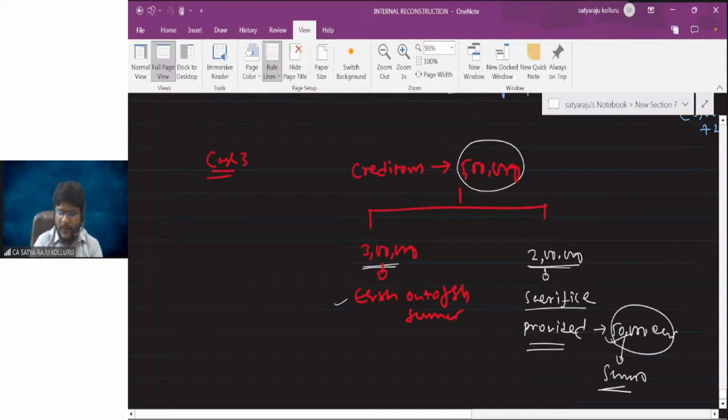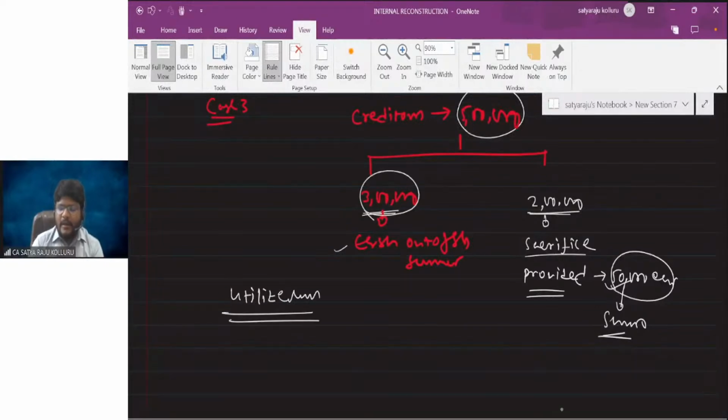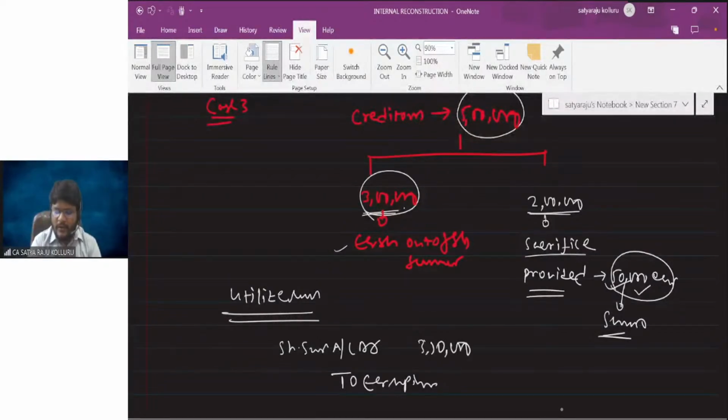Don't be confused. Whenever you utilize share surrender, here for 3 lakhs I'm issuing equity shares by utilizing share surrender, and for this 50,000 also I'm issuing equity shares through utilization of share surrender. That's why the entry is share surrender account Dr. to equity share capital. That is common. How much amount are you using from the share surrender? 3 lakhs plus 50,000, total 3,50,000. Next.